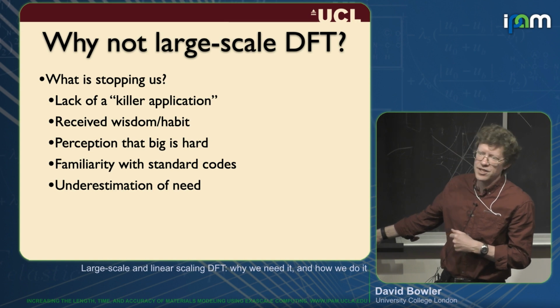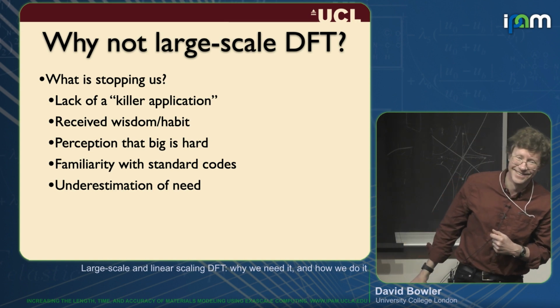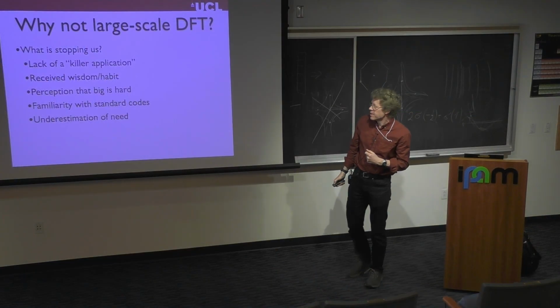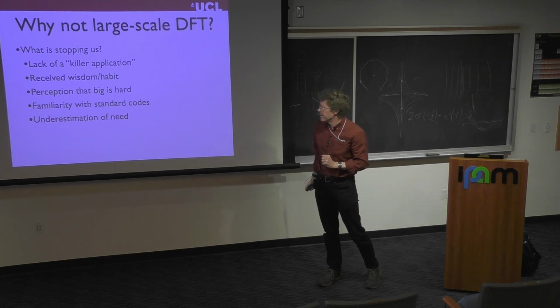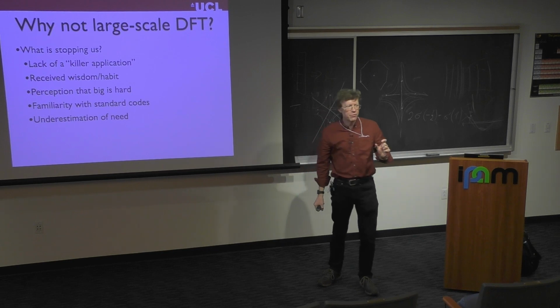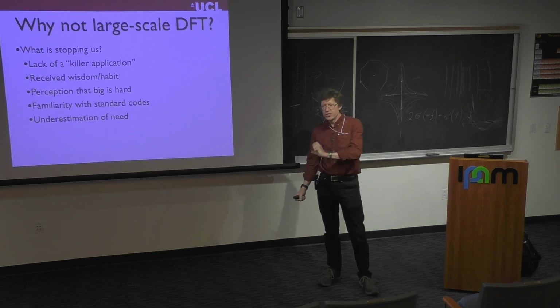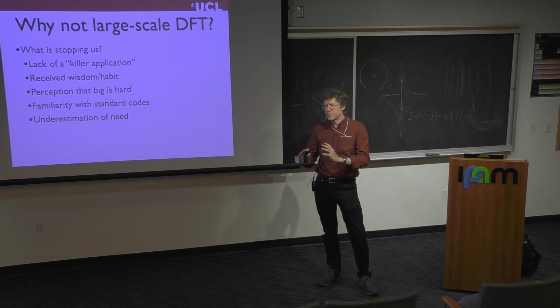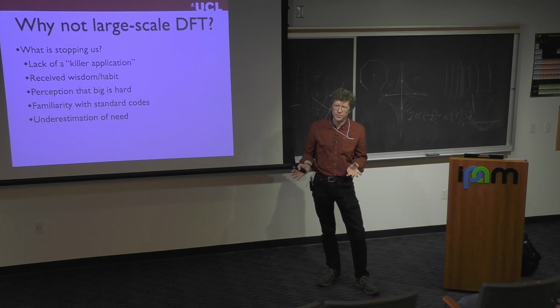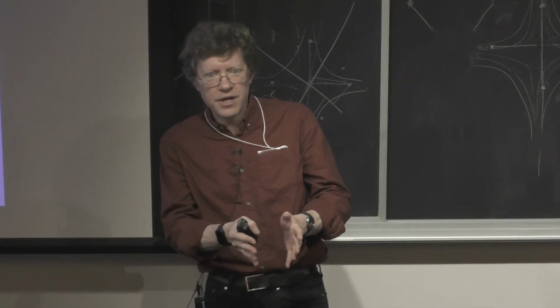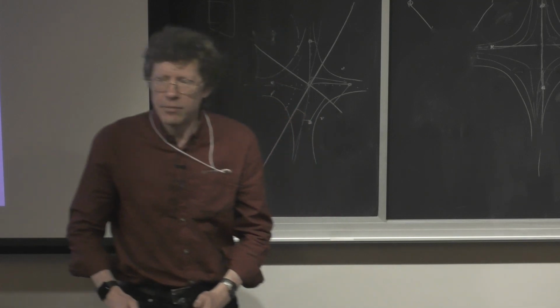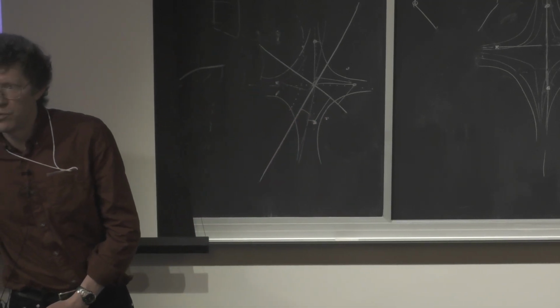You could call this one the VASP effect if you want. Everybody uses VASP, or other codes which are available. You get comfortable, you get familiar with a workflow. I think originally one of the huge advantages VASP had was its library of pseudopotentials. When I started my PhD, people would sidle up to you at a conference and say, have you got a good pseudopotential for silicon?